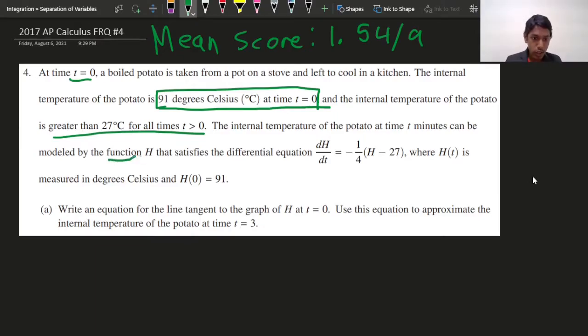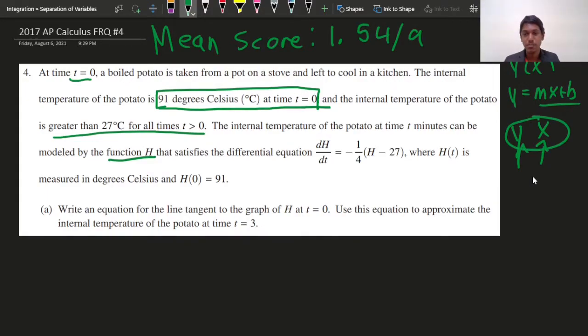So we've got a function h. Now you've got to understand that just because something is written as one variable does not mean that it isn't a function. Like if you're saying y of x, we usually say y equals mx plus b, this is a function, right? This is a linear function of x. Y is a function, but x isn't, but they're both just written with one letter.